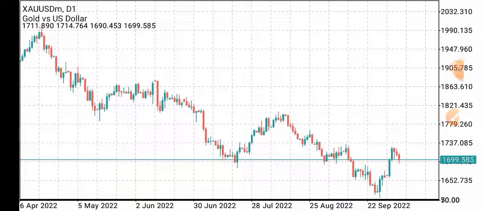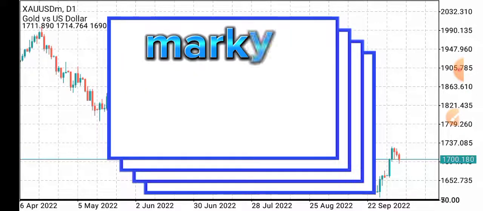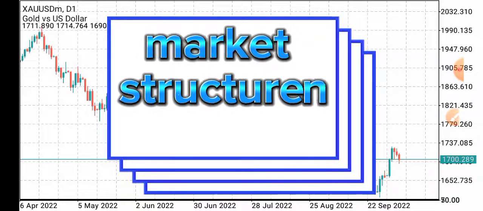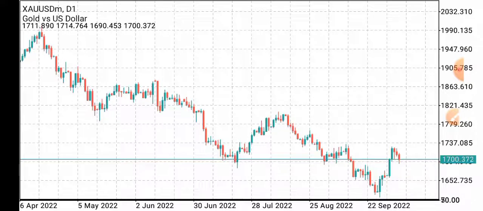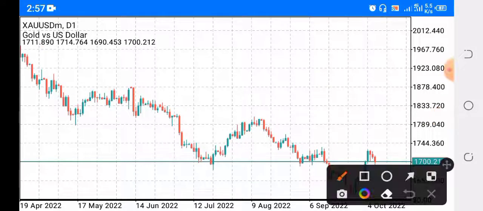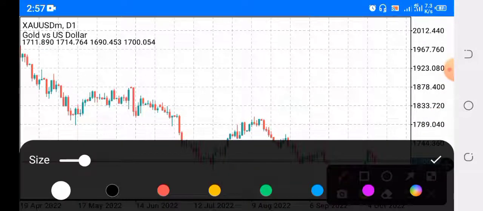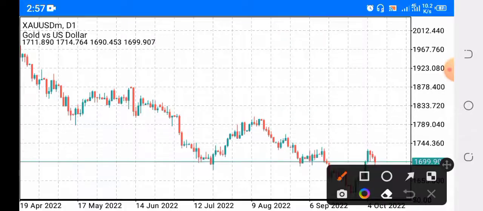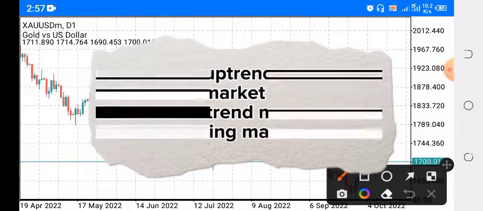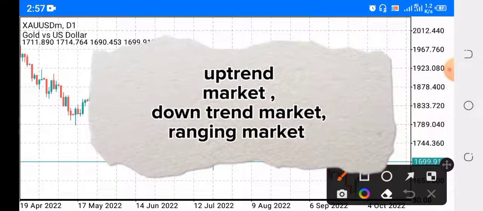Today we are discussing market structure. All right, market structure, and we have three kinds of market structure. So we're just going to differentiate them. We have the uptrend market, the downtrend market, and the sideways market.